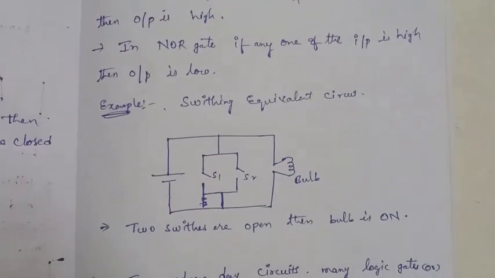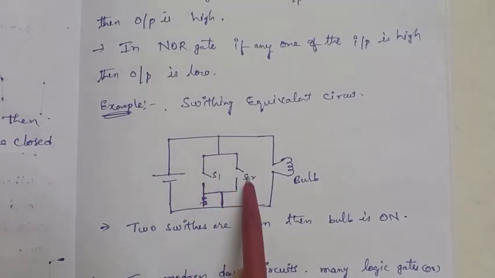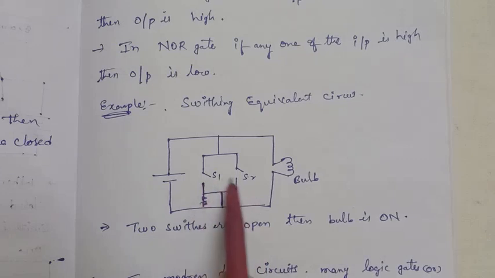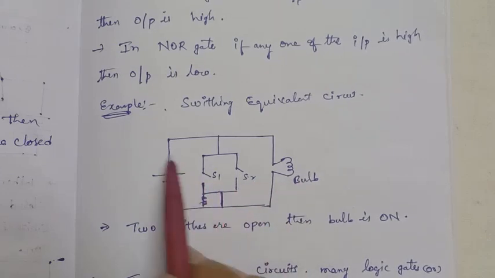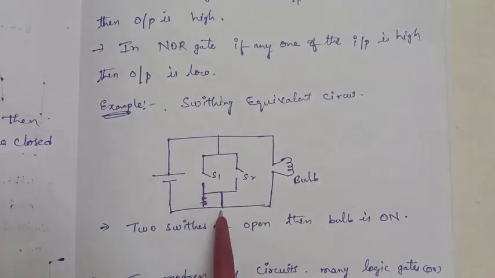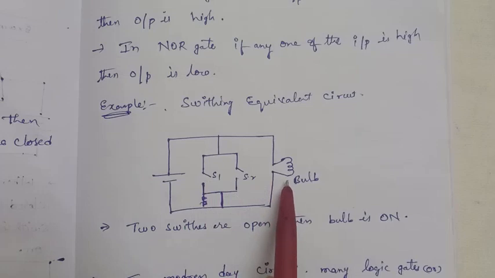So for this, it is the switching circuit. If suppose these two inputs are low, means they will be open, then the bulb will be on. If it will be closed, it is a short circuit. If two are closed, then it will be a short circuit. Only when these two are open, then the bulb will be on. Okay, so it is the NOR gate.